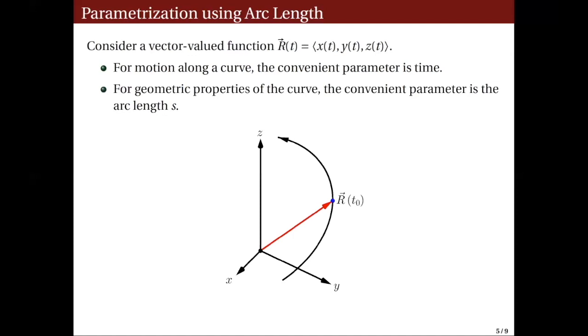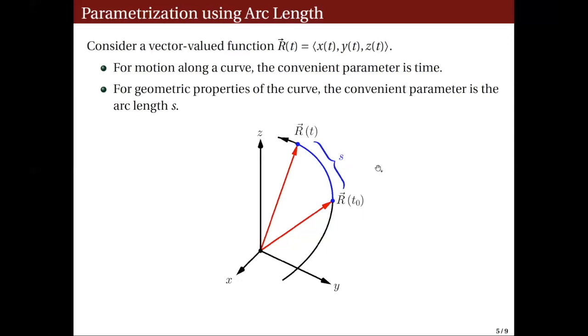Now, if I take an arbitrary value for t that is greater than t naught, then I will get a point that lies somewhere here. Say this point here. So the tip of the vector r of t will be somewhere here, and we can consider the length of the arc on the curve starting from r of t naught towards r of t. That length will be denoted by s.